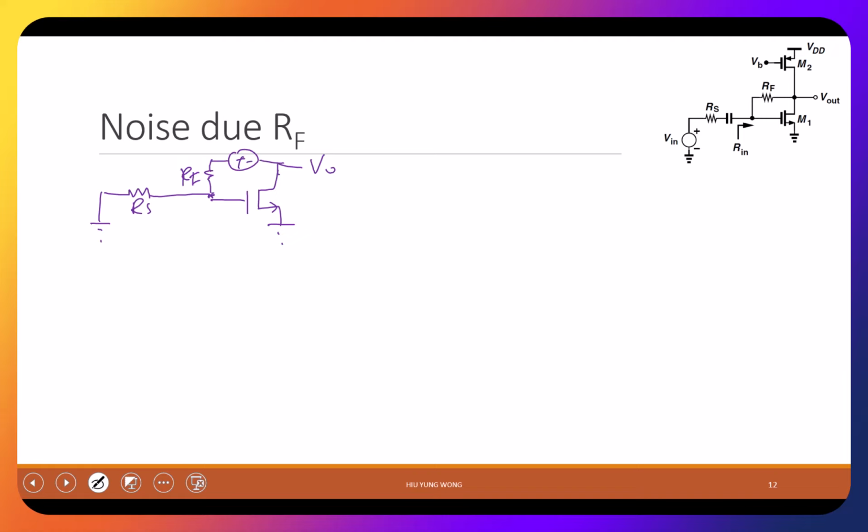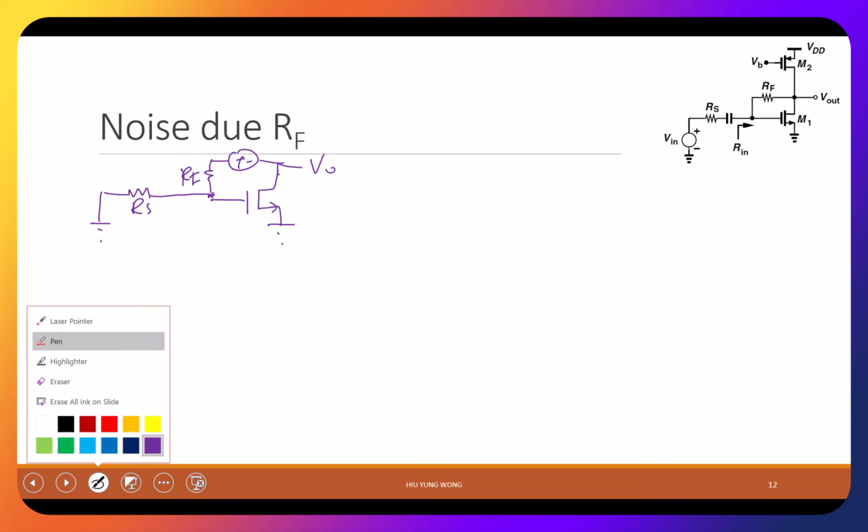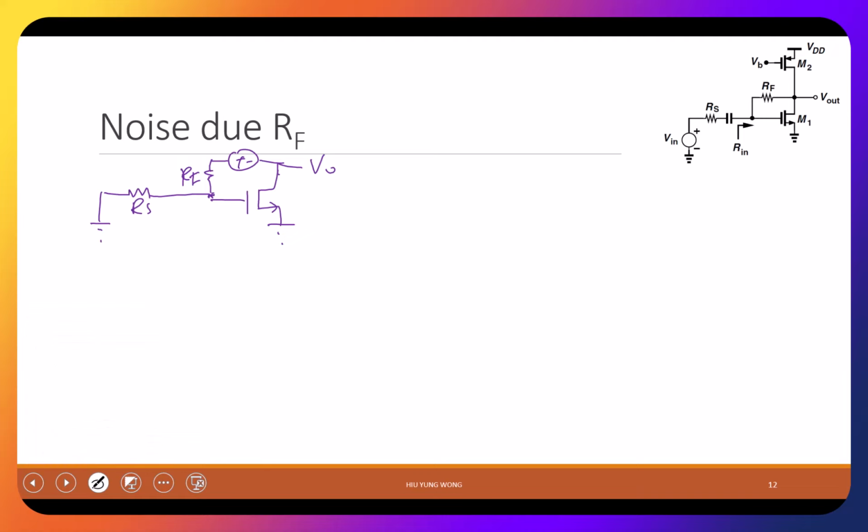What is the value of this noise source? What is this? Due to RF, what is that? Vn squared, what is that? Someone tell me. 4kTRF. Very good. Right? So my goal is to figure out how this is affecting my output. Looks like I need to see how this becomes the output noise. So I need to solve KCL, KVL, looks like, right?